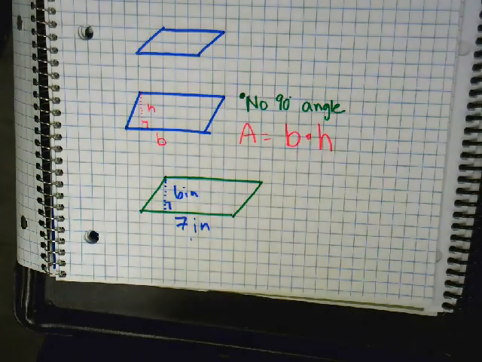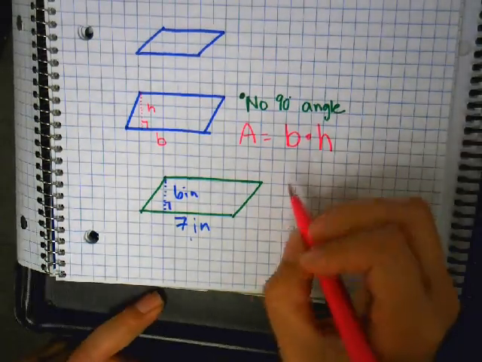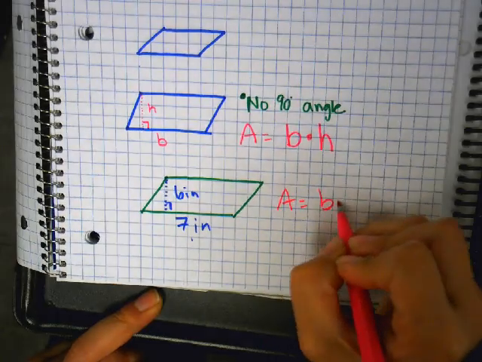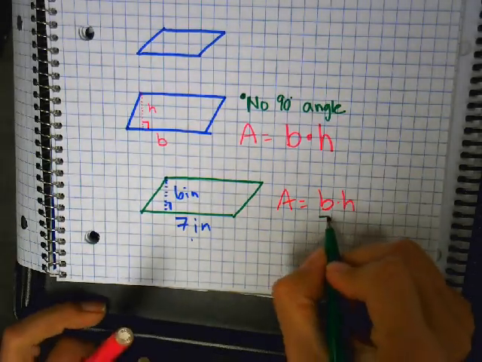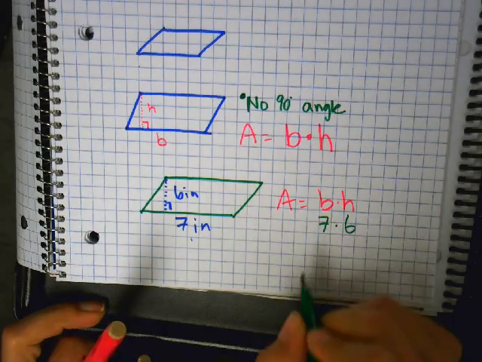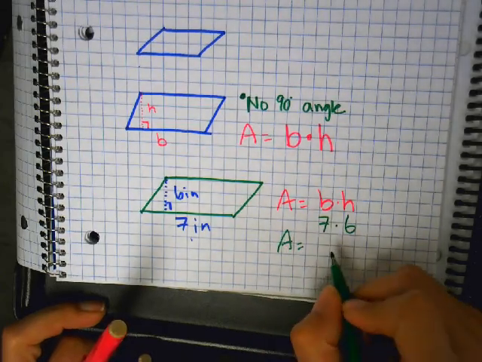Thank you. Okay, so I figure out my area. Area is equal to base times height. What's my base? 7. What's my height? 6. So my area is equal to 7 times 6?